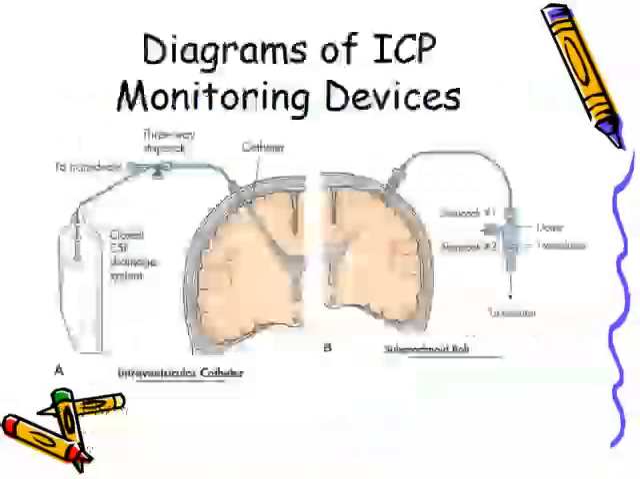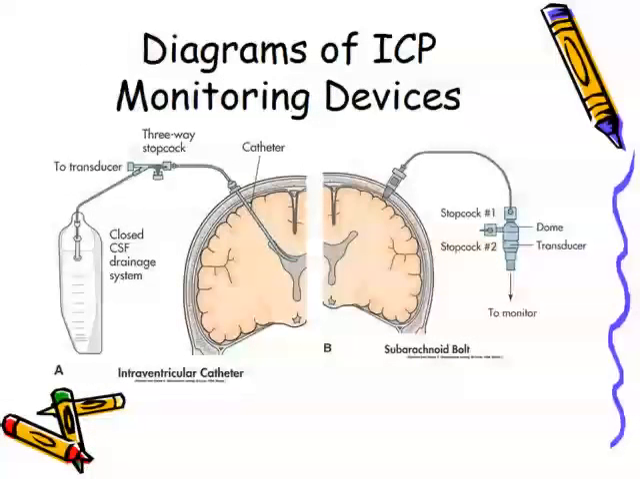This is an example here of what an ICP monitoring device would look like. It's also known as a ventriculostomy. And these are actually fiber optic catheters that are zeroed in before they're inserted into the brain. And then they read out on a monitor where you can actually see waveform patterns based upon the ICP readings and different things like that.